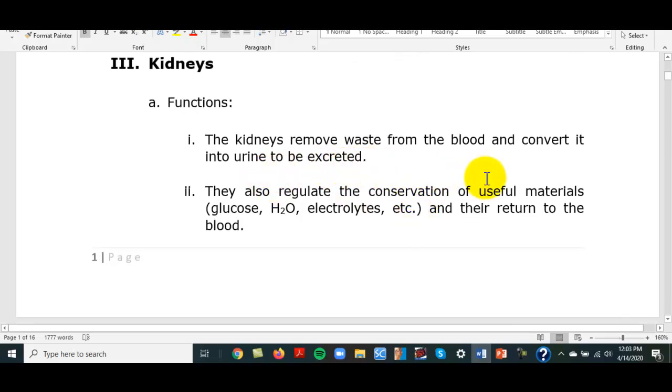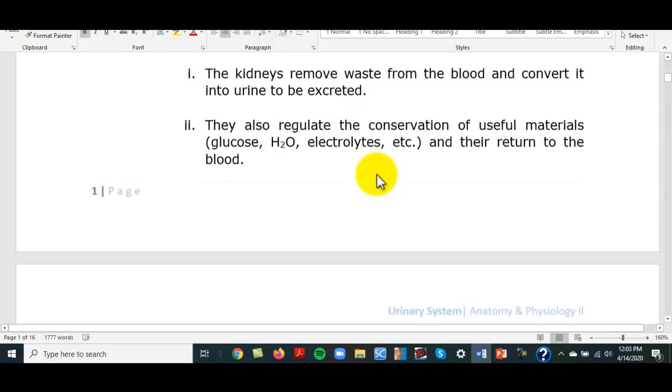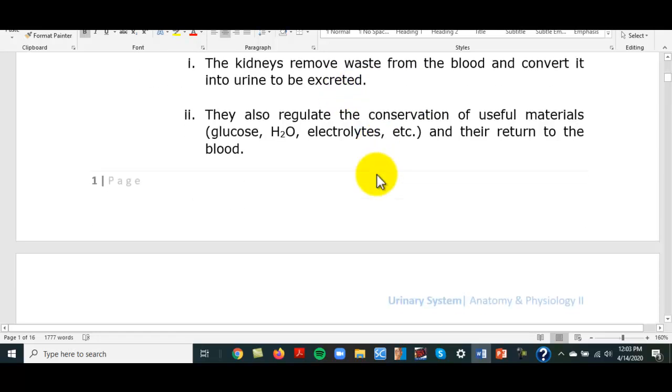Kidneys remove waste from the blood, convert it into urine to be excreted. They also regulate the conversion of useful materials, and that's the part that is kind of complicated. When the kidneys start filtering blood, they filter a lot of substances, basically about everything except for red blood cells. And then, judging on how big you want to call it, 95% get reabsorbed. Reabsorbed meaning it goes from the renal tubes back into the bloodstream in the body again.